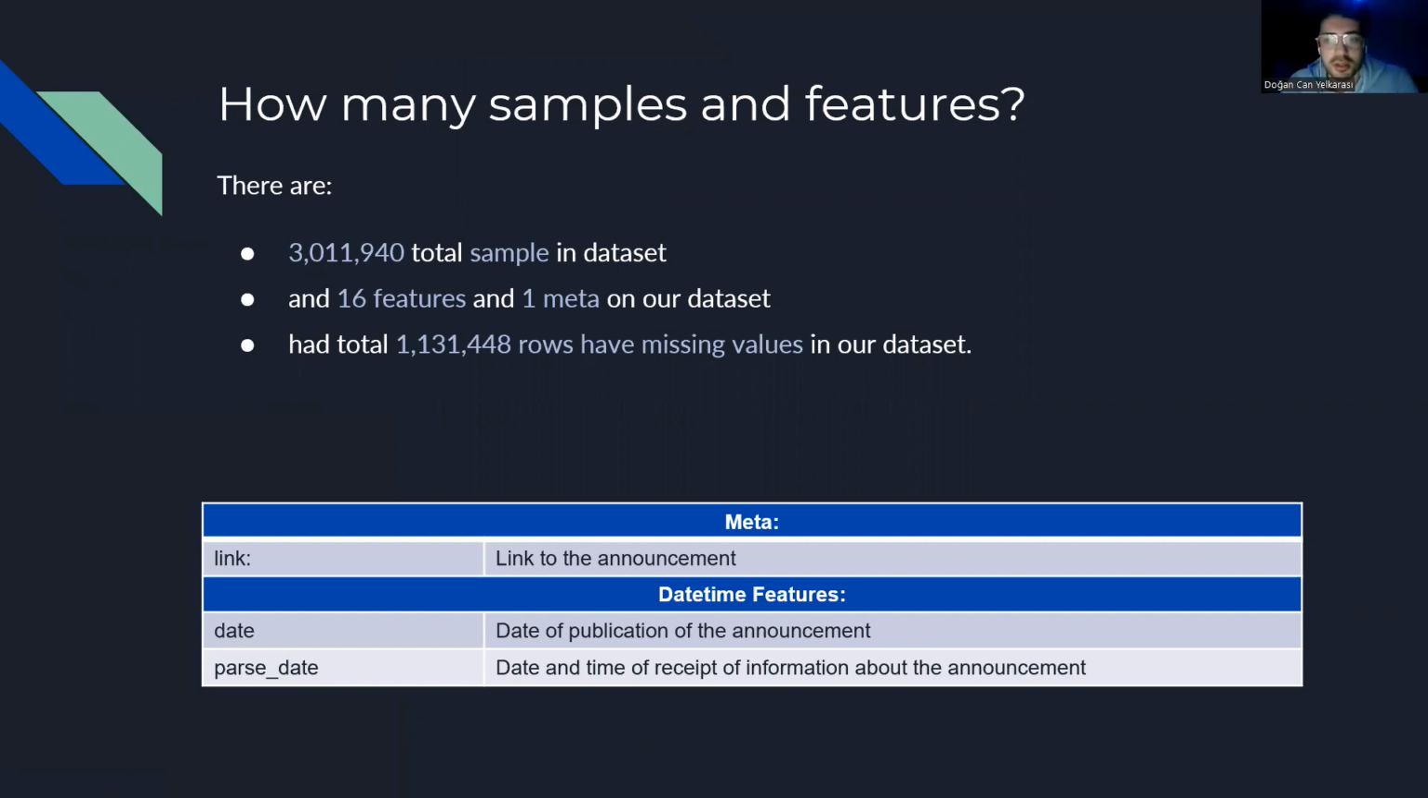I am telling about samples and features. We have 3 million samples in the dataset, and 16 features and 1 meta. 1 million rows have missing values in our dataset, where the 1 meta is link. Date time features are date and parse date. Next slide, please.